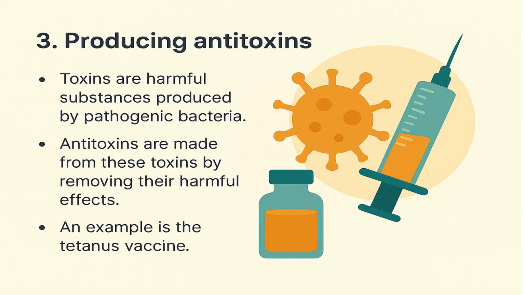Now let's learn how they make antitoxins. Toxins are harmful substances produced by pathogenic bacteria. Antitoxins are made from these toxins by removing their harmful effects. An example is tetanus vaccine.